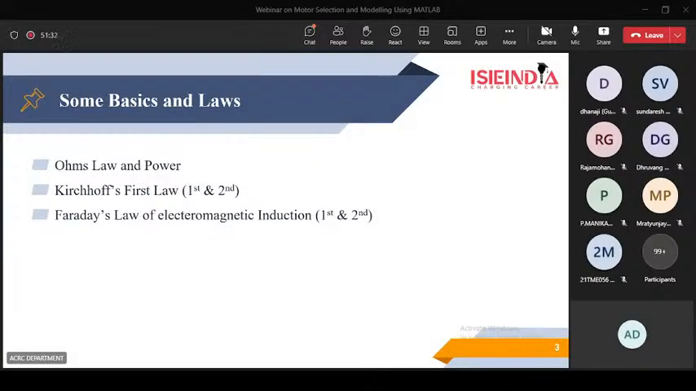These are the basic laws upon which the motor works. The first one is Ohm's law and power. Ohm's law says that V is equal to IR. So V is directly proportional to the current, where the proportionality constant is R. This is Ohm's law.